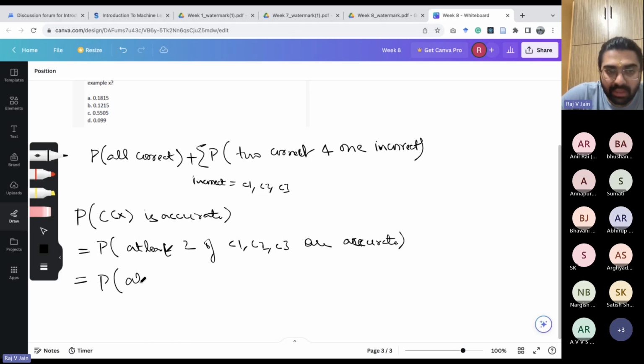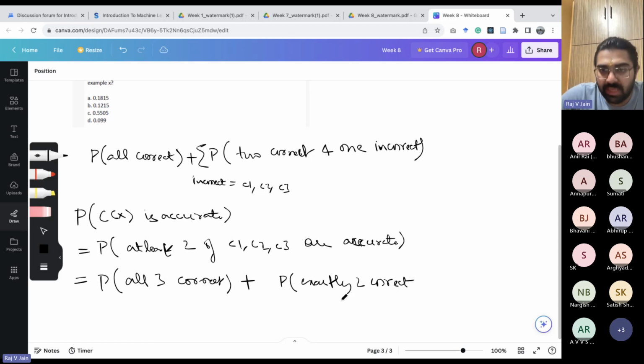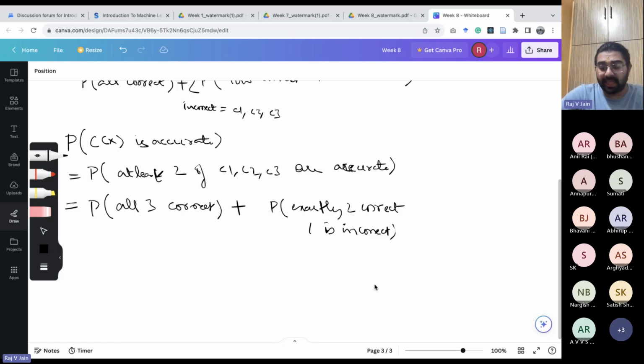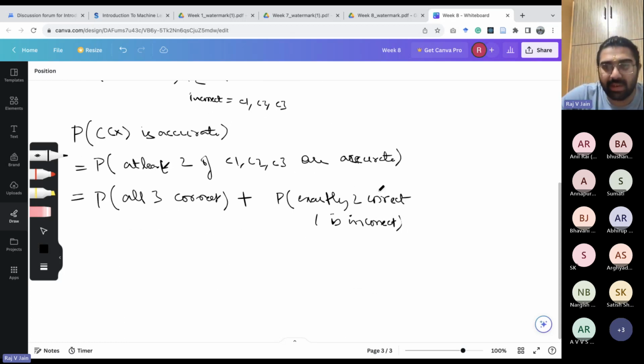That is the probability that all three are accurate, all three are correct, right? Plus any two of them are correct and one is incorrect. Exactly two are correct, which means one is incorrect. Now this is saying exactly two correct and one is incorrect, any two, right? So I need to take the summation over all possible such classifiers, which is NC2, in this case 3C2, choosing two of them, each of them at once. So that will be the summation that will come here.